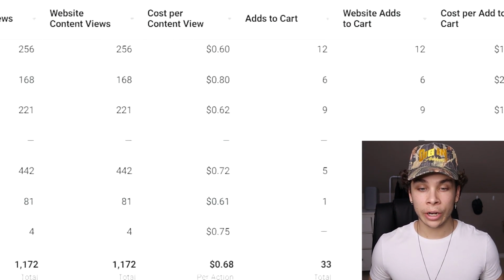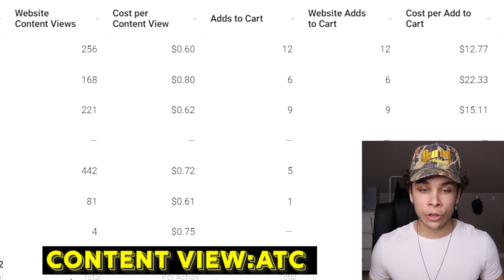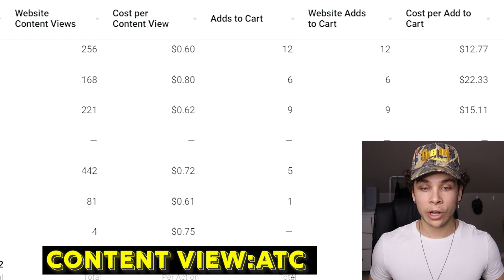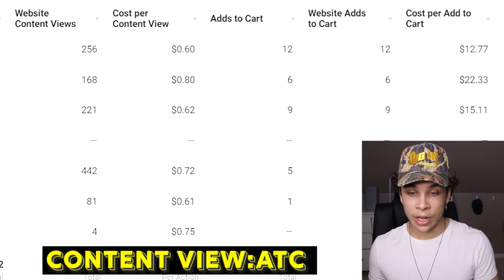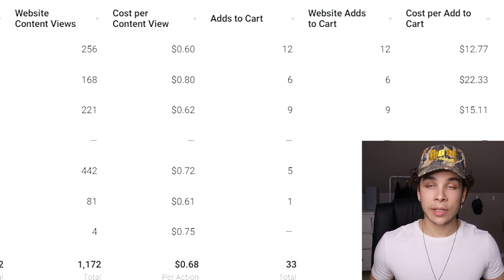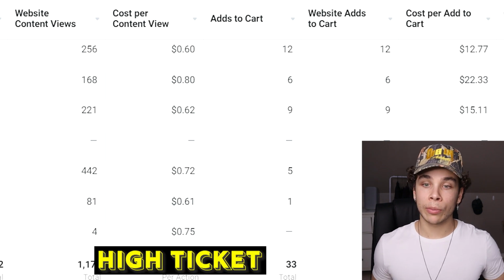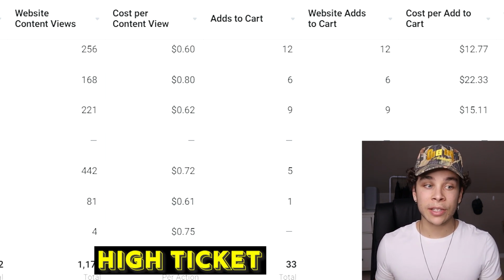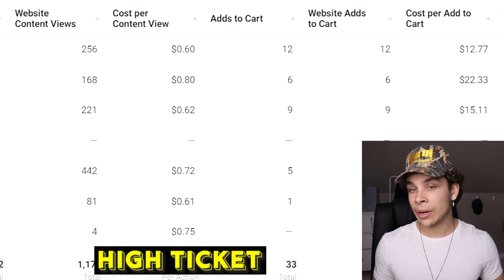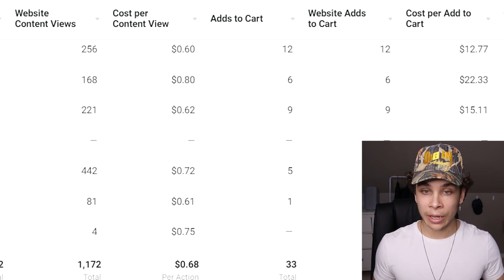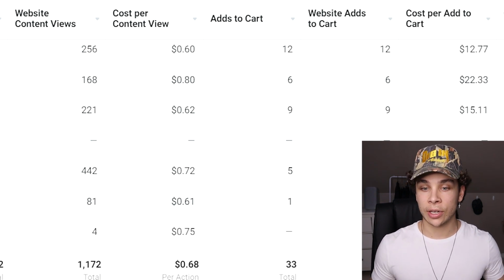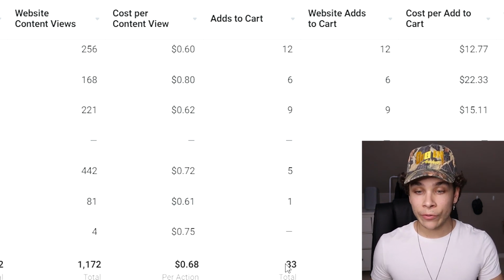As we continue along here, we can see that the content view to add to cart ratio is nowhere near what I was talking about before in terms of the 10%, but that's also because this is a high ticket store. So when I'm looking at a high ticket product and analyzing my ads for a product that's pretty expensive, it's a bit of a different story. I would say that I would like 5% of all my content views to convert to add to carts as opposed to 10%. Now we definitely aren't there.